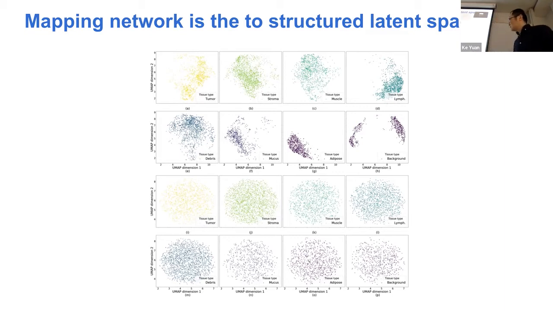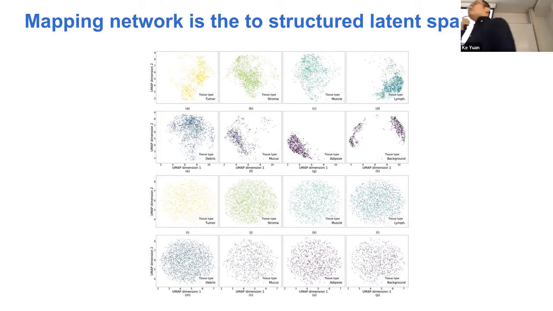On the bottom of this group of figures, you see again without style transformation. And then we did the same thing again, highlighting all of those points with specific tissue type. There you see the structure is not that clear.